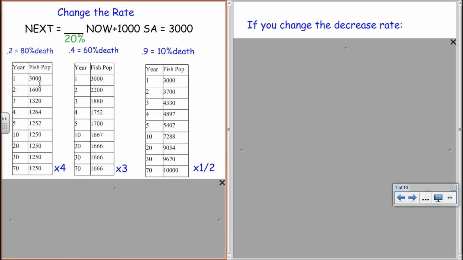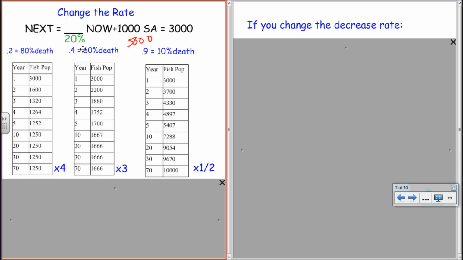So look what I did here to get to that 80% death. Before I was at 20%, so I actually quadrupled the death rate. I was killing lots of fish. And eventually got to 80%. And look where the level off was. Initially it was at 5,000. And then it went to 1250. So think if there's a relationship between 5,000 and 1250.